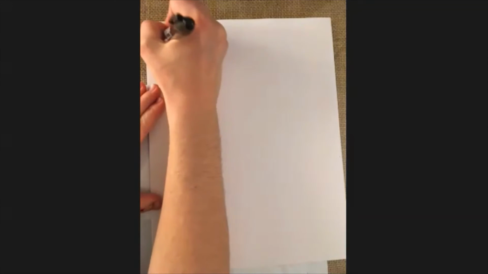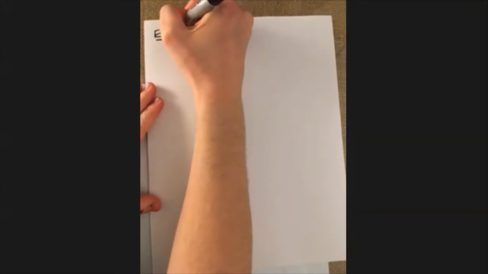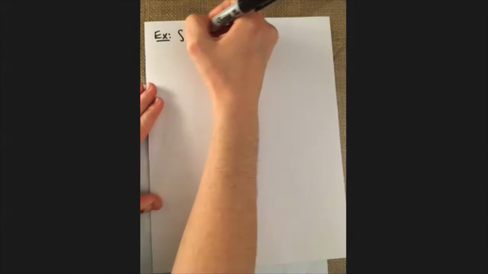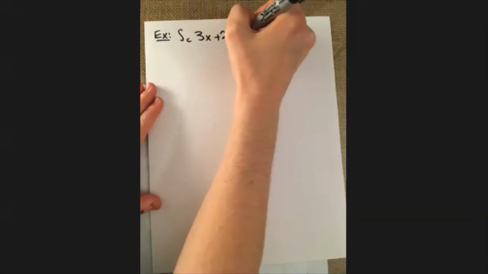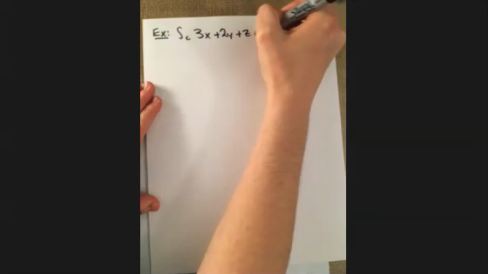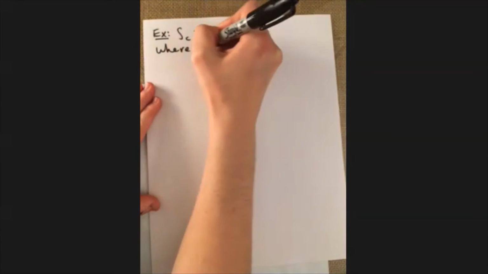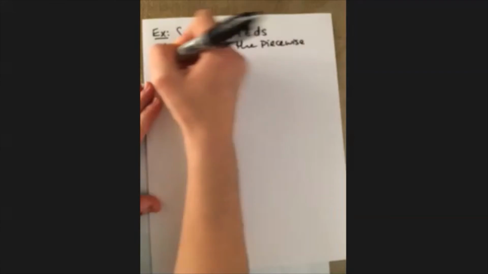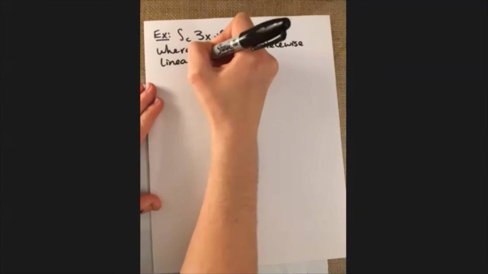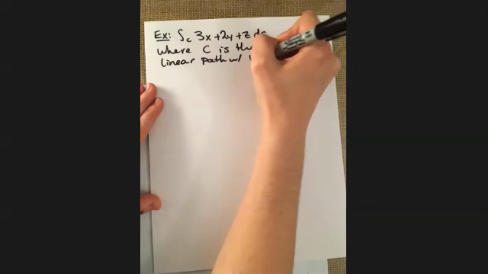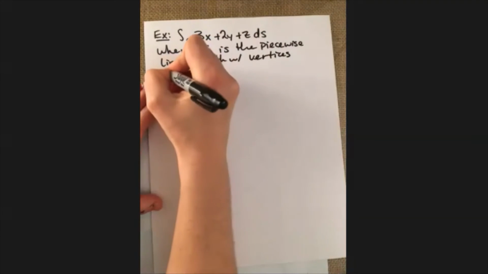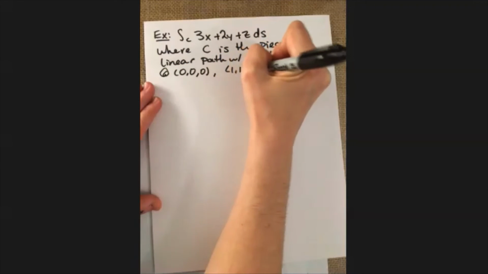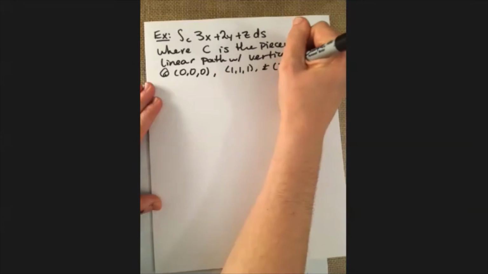Next example, I want to do a multi-part one here. So now we're going to integrate over curve C the function 3x plus 2y plus z ds, where C is the piecewise linear path with vertices at (0, 0, 0), (1, 1, 1), and (2, 3, 4).